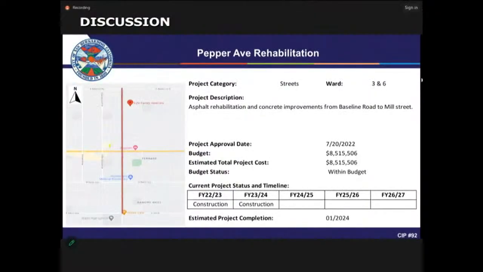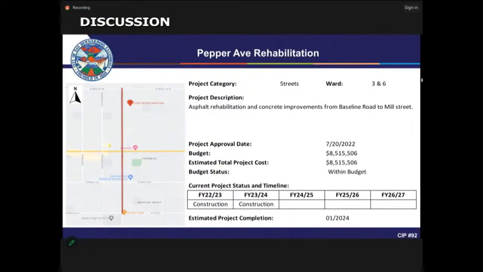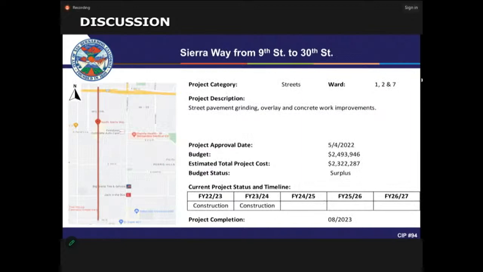Thank you. The Pepper Avenue Rehab Project is a joint project with the City of Rialto. It includes some asphalt rehab, concrete improvement from Baseline to Mill. The project is ongoing and expected to be completed by January 2024. The Sierra Way project from 9th Street to 30th, if you've driven on it lately, you'll see that it has been paved. Project is almost completed. We're in the final punch list, so we should be bringing it to you shortly with a notice of completion.